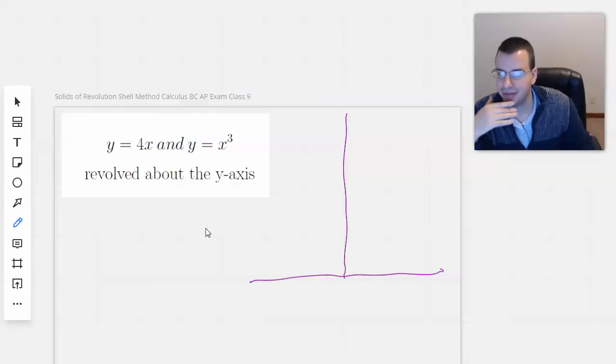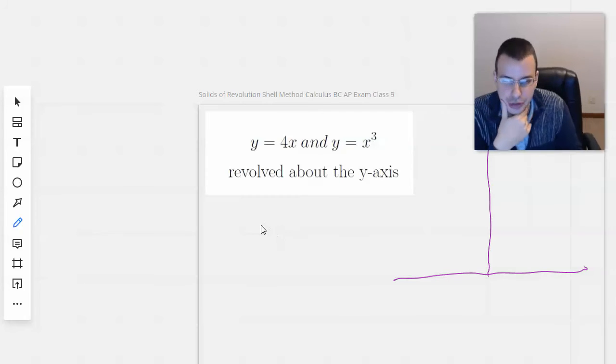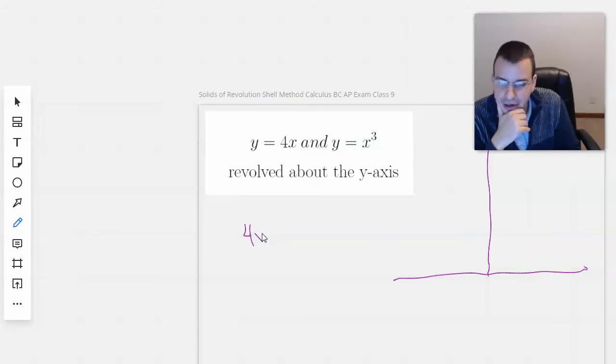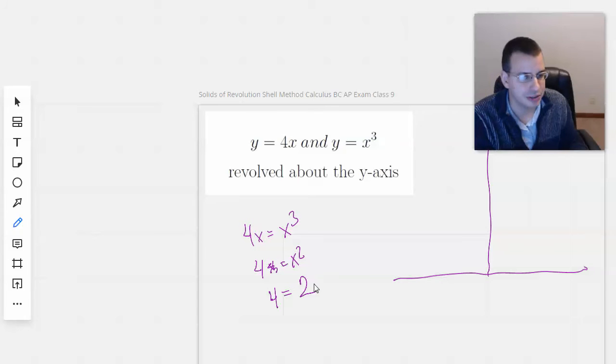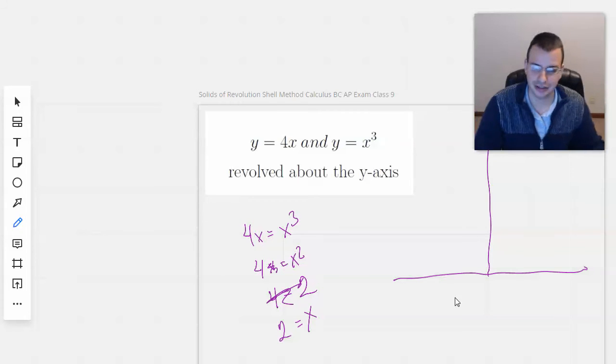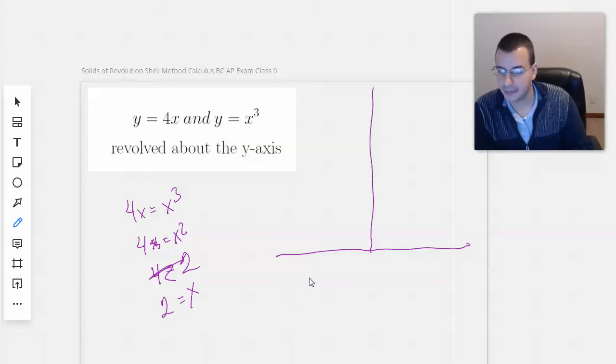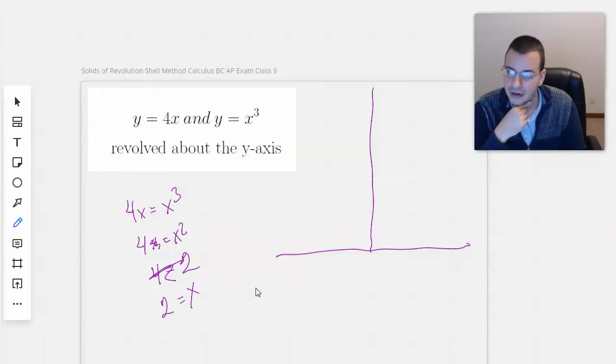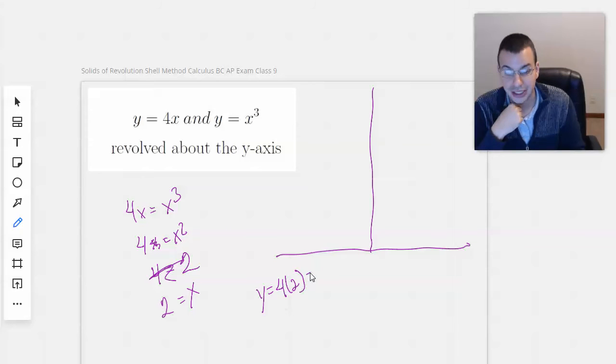Okay, so I should probably find out what these equal each other, since I can't just assume it's 1. So we have 4x equals x cubed, which means that 4 equals x squared, which means that x equals plus or minus 2. X equals 2. Outrageous. Okay, so we have y equals 4 times 2, which is 8. So we have the point 2, 8.